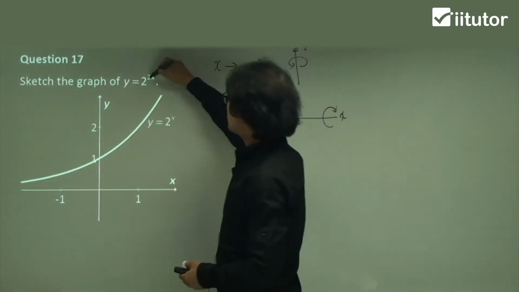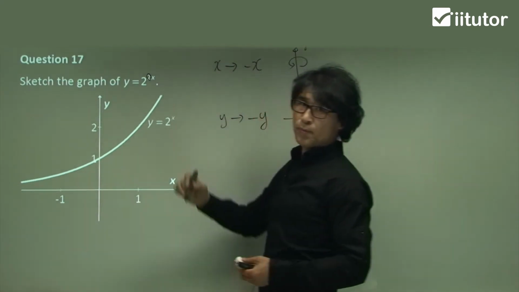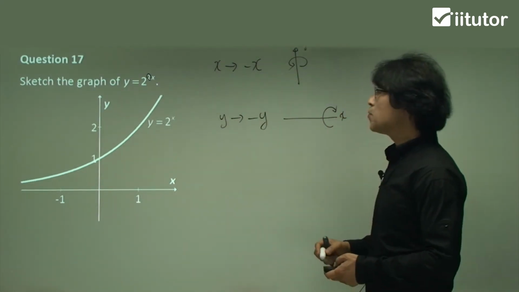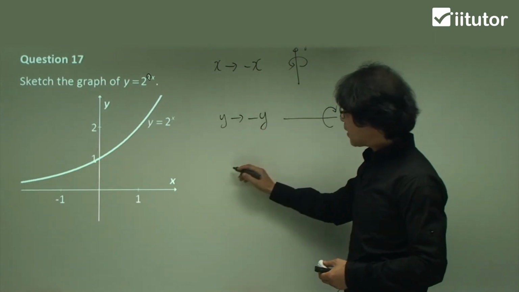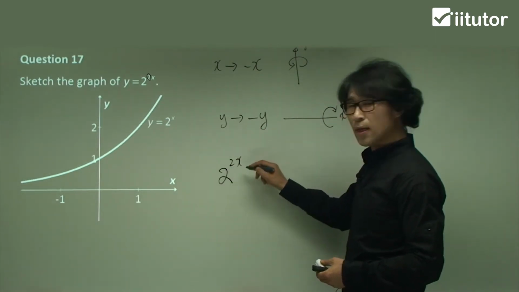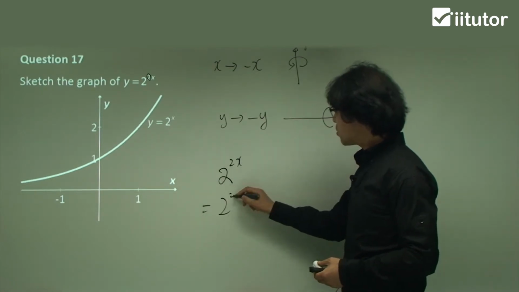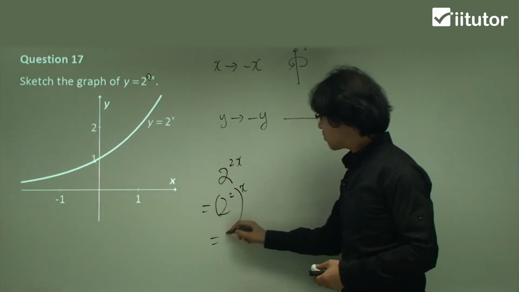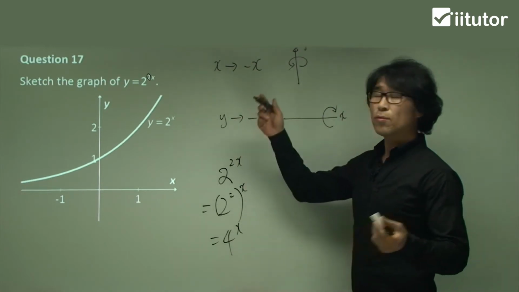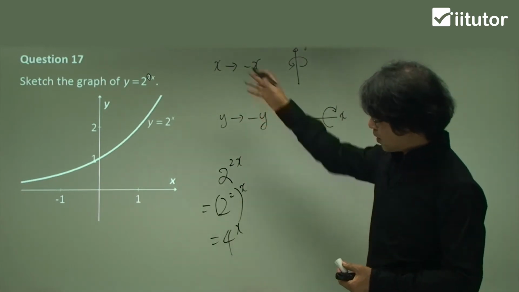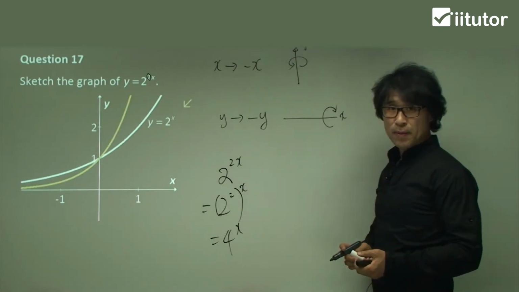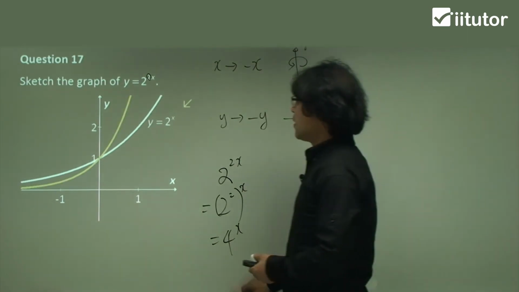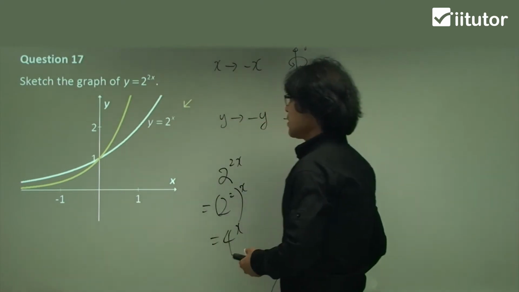Okay, question 17. We have a power of 2x. Well, it will definitely be steeper. How do you understand that? 2 to the 2x is 2 squared to the power of x, which becomes 4 to the power of x, which is the same graph as we saw in the example previously. So it will be this one. Too easy. So that was question 17.